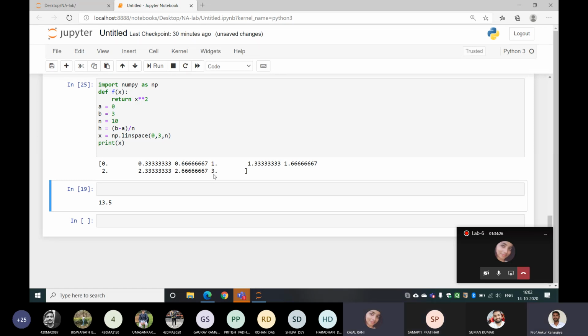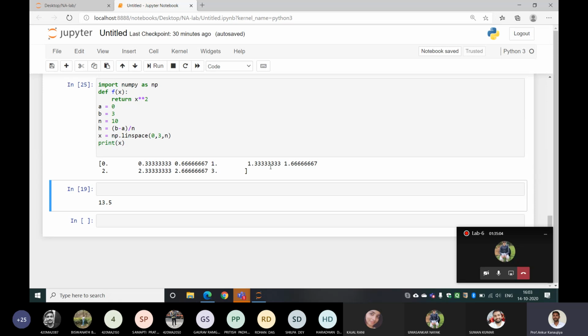Anyone have any doubt? Tell me. No doubt, sir. So now what I will do, I will apply the same trapezoidal formula in this interval, first interval, then this to this, then this to this, and then this to this. Like that, I will apply the trapezoidal formula for each interval, and whatever answer we get.